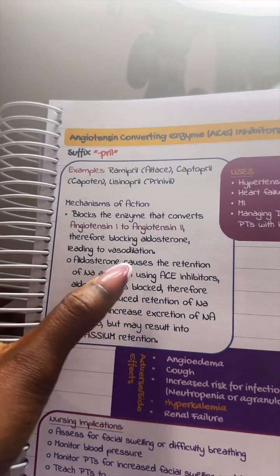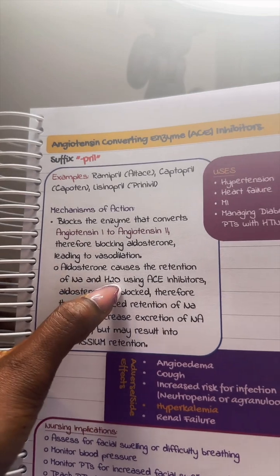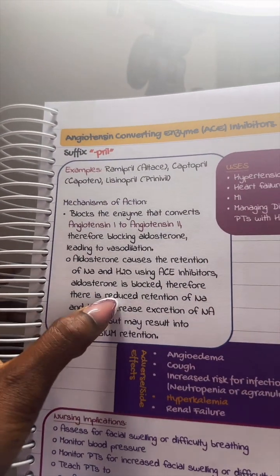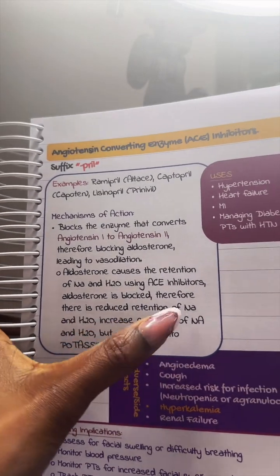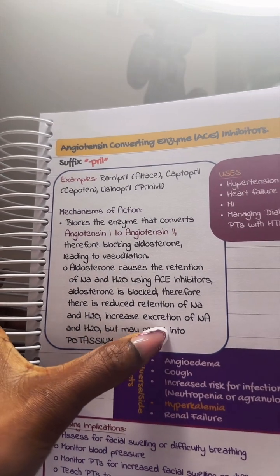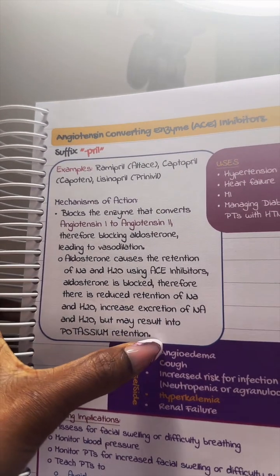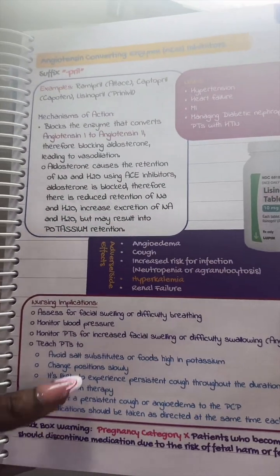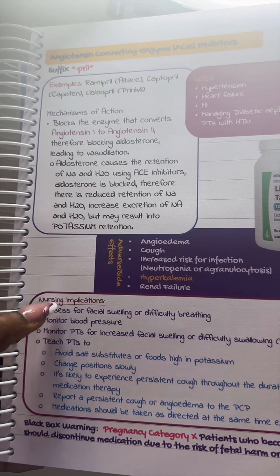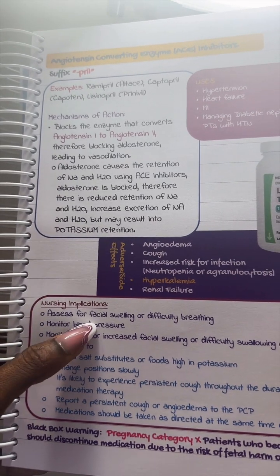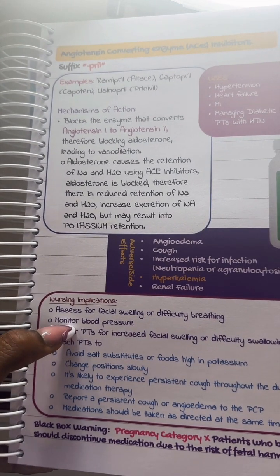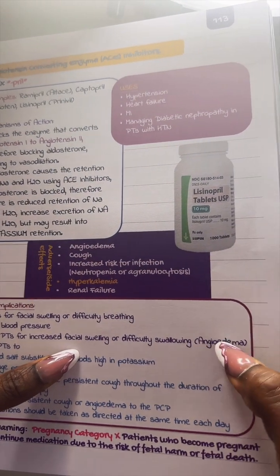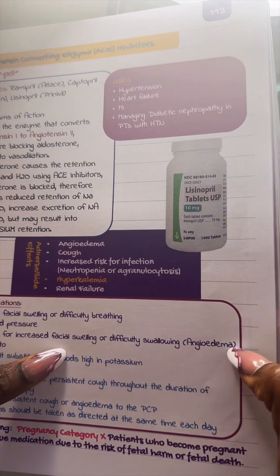And so aldosterone causes the retention of sodium and water. Using an ACE inhibitor, aldosterone is blocked, therefore there is reduced retention of sodium and water, increased excretion of sodium and water, but may result in potassium retention. And these are your side and adverse effects. And where you want to focus the most is your nursing implications, okay? So you want to assess for facial swelling, you want to monitor your blood pressure, you want to monitor patients for increased facial swelling and difficulty swallowing, which we already talked about, your angioedema.